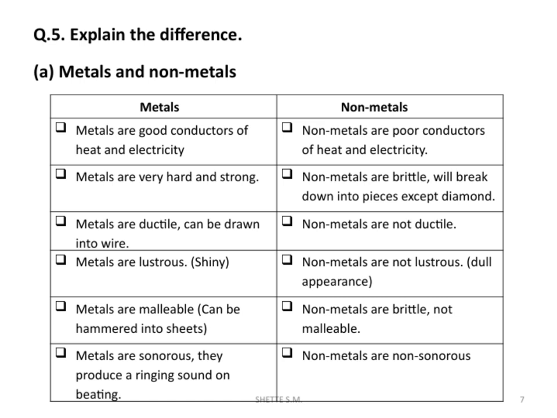Metals are ductile, meaning they can be drawn into wires without breaking. This property is vital for making electrical wires. Non-metals are not ductile at all, so they cannot be stretched into wires.